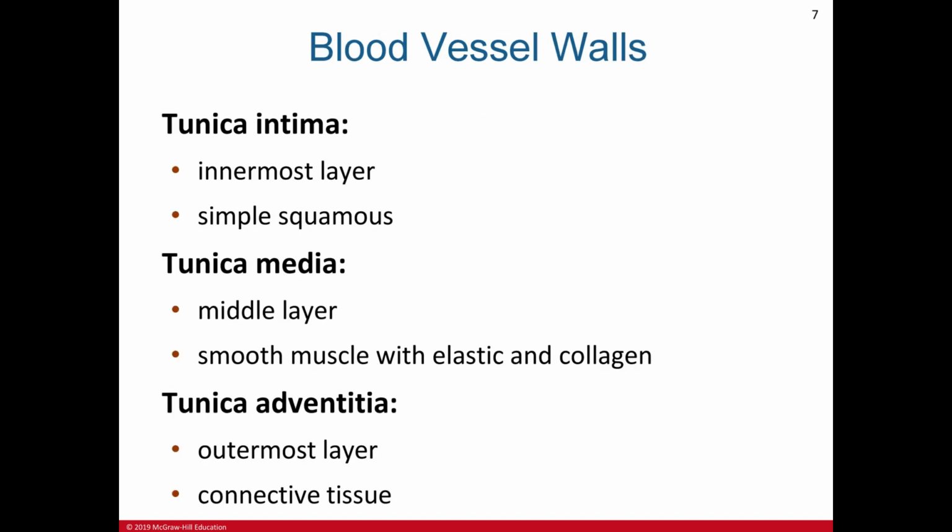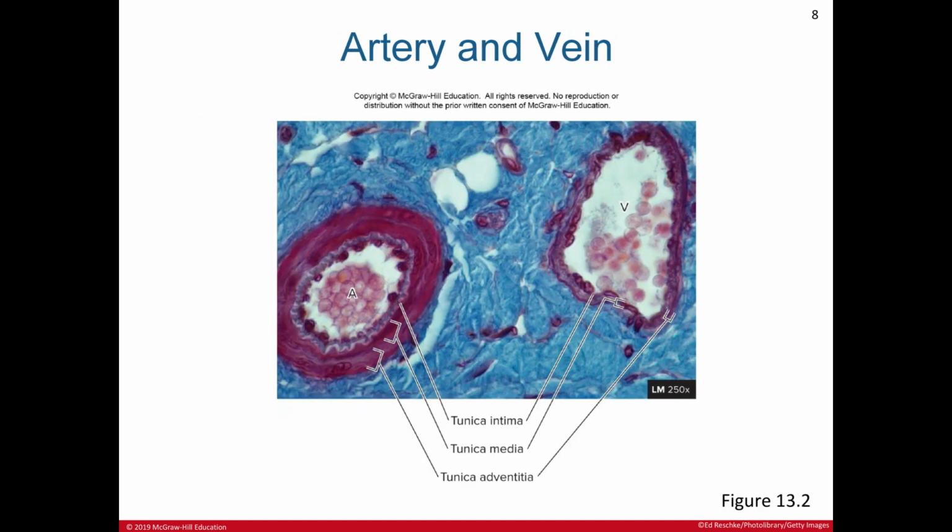So our blood vessel wall contains layers of connective tissue, muscle, and epithelial cells. First, we have the tunica intima, which is the innermost layer and is mostly simple squamous epithelium. The tunica media is the middle layer, which is smooth muscle with elastic and collagen. Last is the tunica adventitia, which is the outer layer, mostly connective tissue. Different layers can be found on different types of blood vessels. Some of them are not found in a specific type of blood vessel.